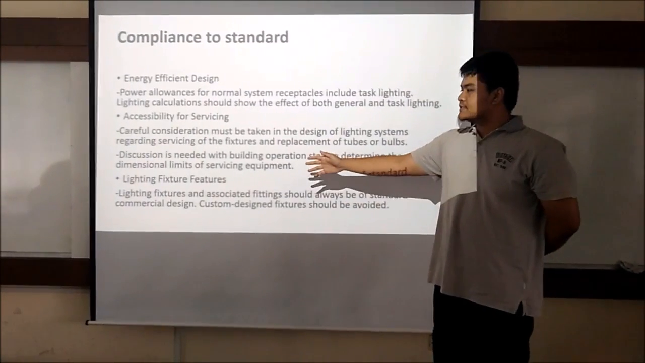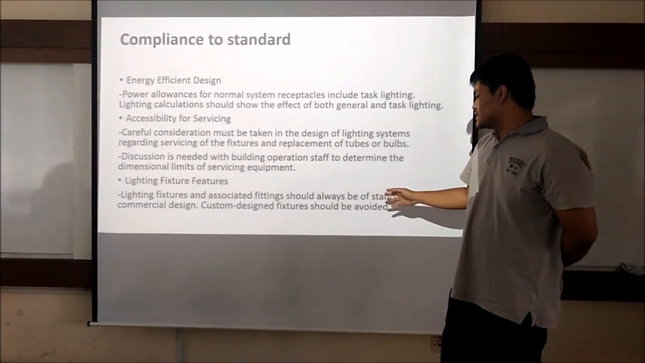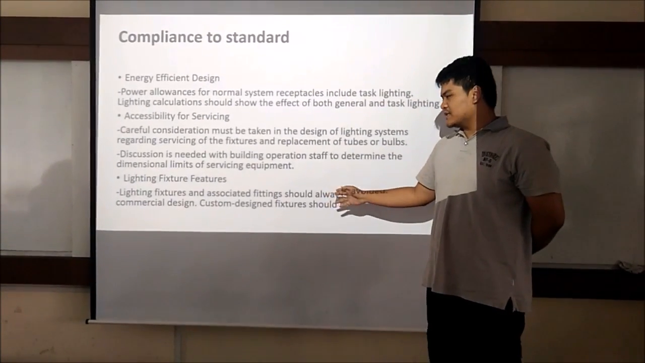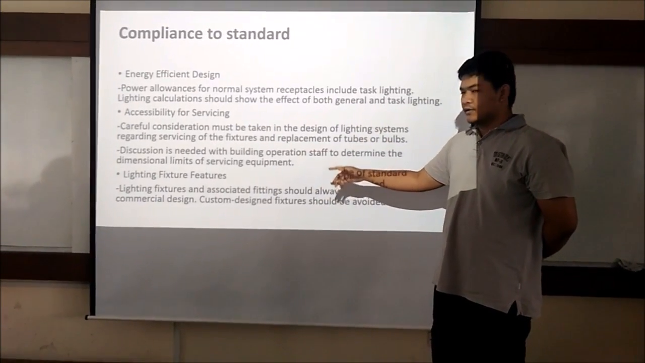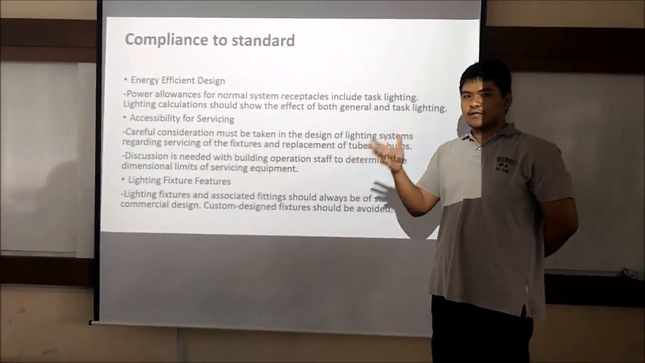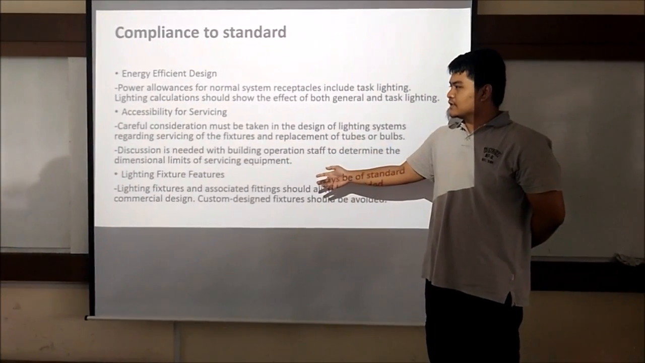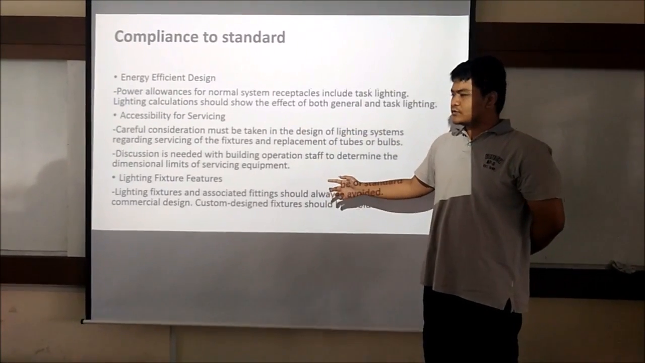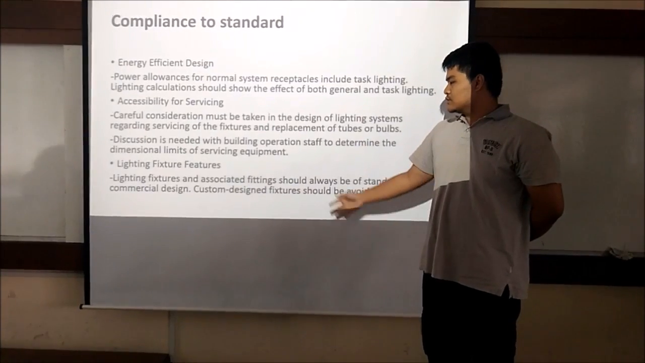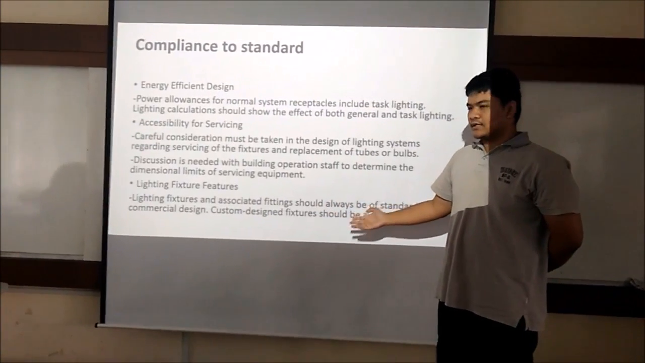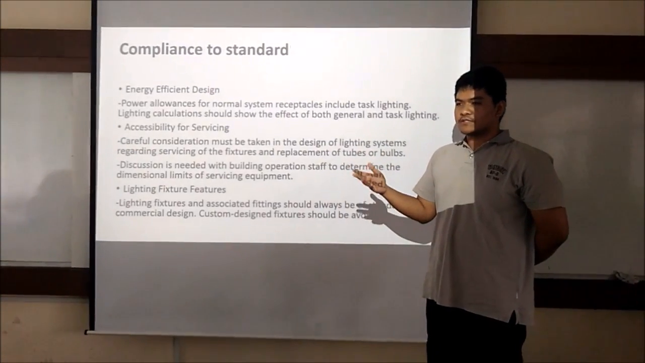Okay, the third is lighting fixtures. Lighting fixtures and associated fittings should always be of standard commercial design. This means we always need to use the normal design, the in-the-market design, not a custom one, because this also affects accessibility for servicing. The maintenance crew will need to order new parts and new lighting. So for custom design fixtures, the maintenance will be hard, as the maintenance crew doesn't know how to handle them.